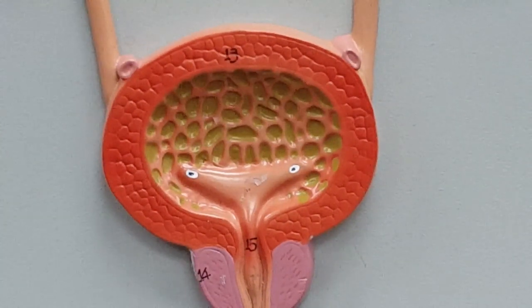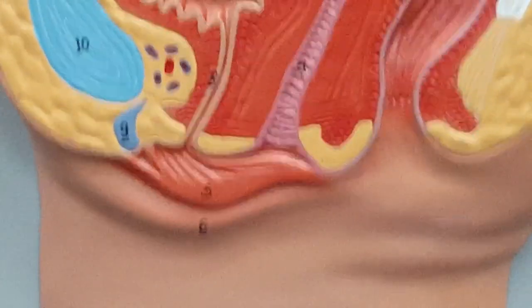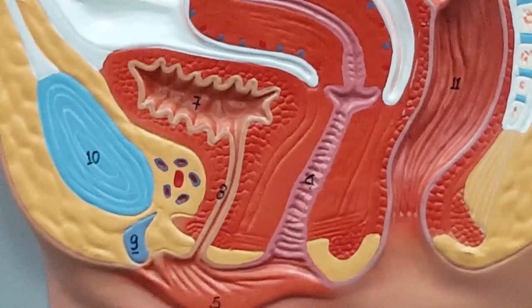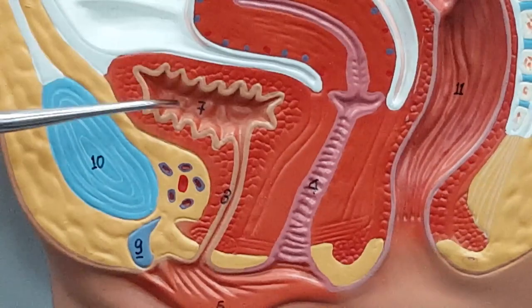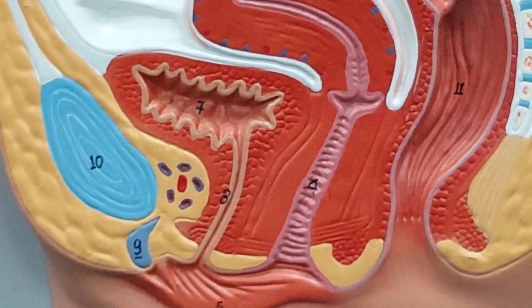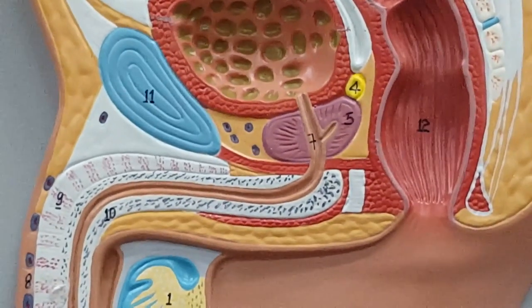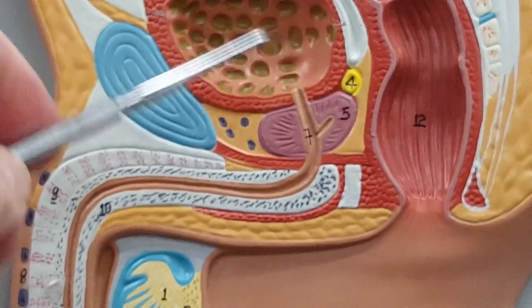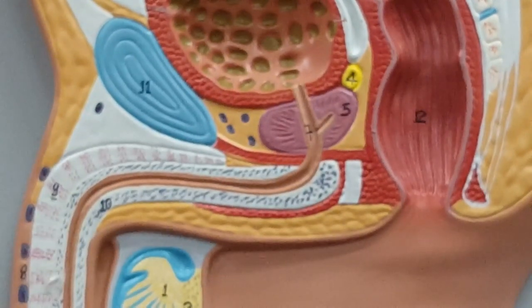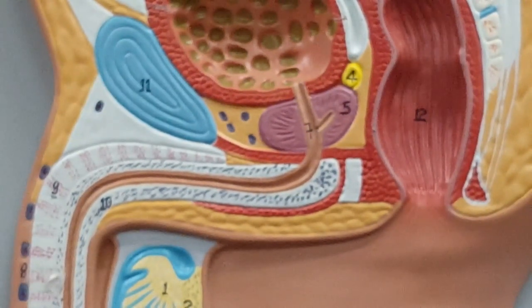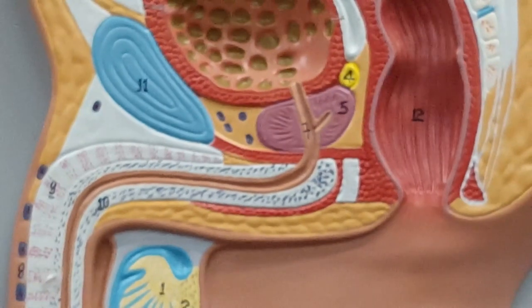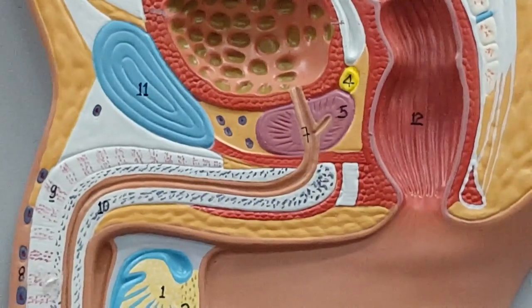I also have, next door in this model, both a female urethra coming out of the urinary bladder right here, and a male urethra coming out of the urinary bladder right here. So we can see the urethras, the tubes that carry the urine from the bladder out of the body, in these two models. But let's look at another one while we're looking at the bladder.